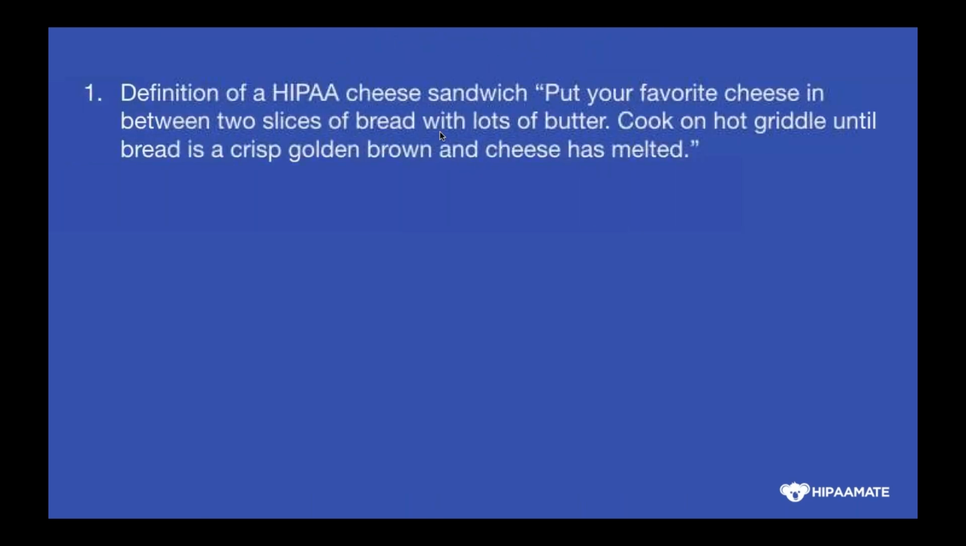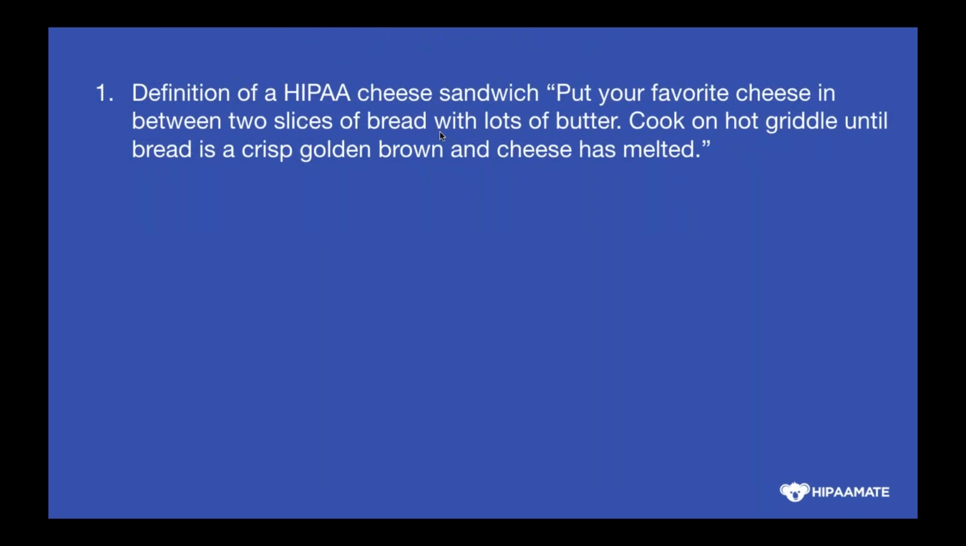Okay, so let's pretend HIPAA is actually an agency where it governs sandwich shops in the US. And they have this definition of what's called a HIPAA cheese sandwich. And it says, you have to put your favorite cheese in between two slices of bread with lots of butter, cook on a hot griddle until bread is a crisp golden brown and cheese has melted, all right?